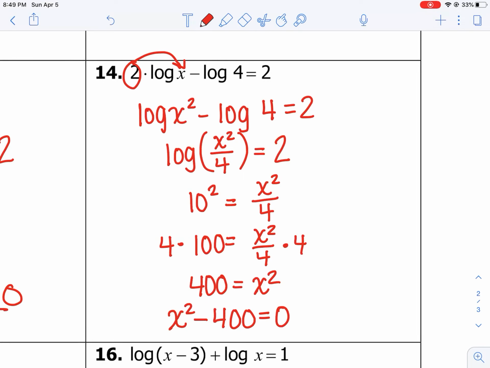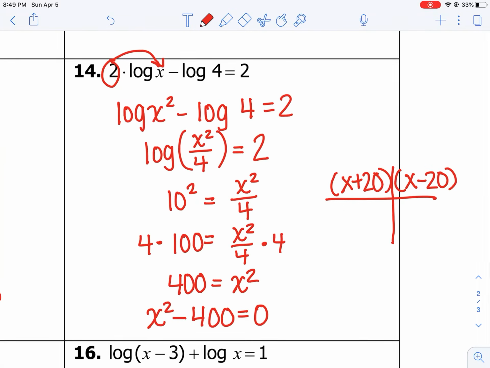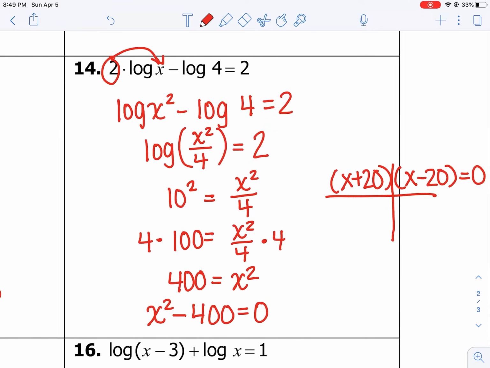And I probably could have simplified those steps a little bit more. This is the difference of two perfect squares. You might be running out of room, I'm sorry. But this will be x plus 20, x minus 20. And I need to solve both of these. This is going to be set equal to 0. So I'm going to get negative 20. Let me just erase that because I don't like the way that looks. x equals negative 20 and x equals positive 20.